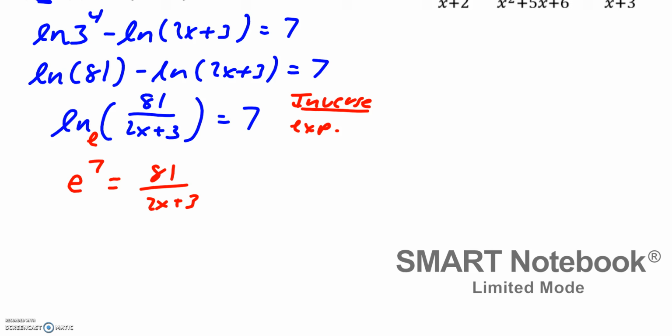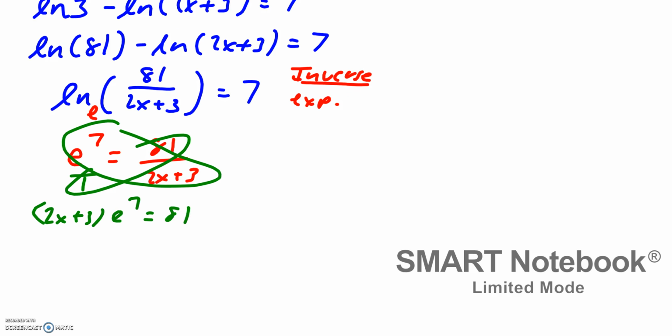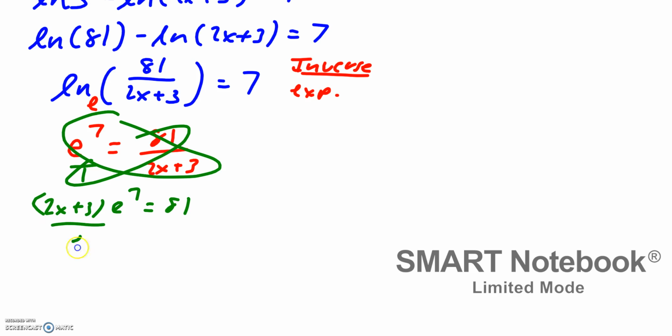So that is really e to the 7th over 1 equals this. So what I can do is cross multiply. So I'd have 2x plus 3 times e to the 7th equals 81. And if my goal is to get x alone, I could divide both sides by e to the 7th.